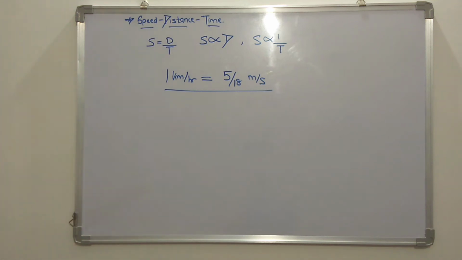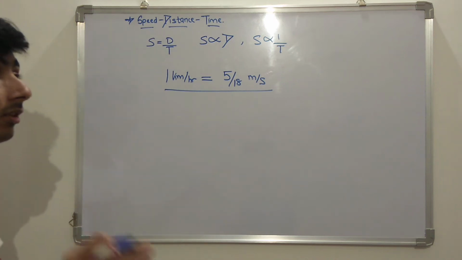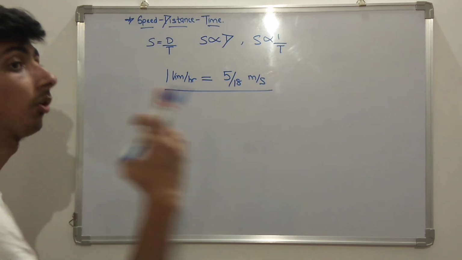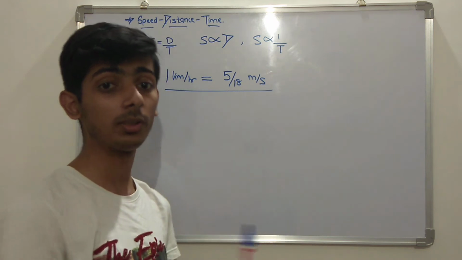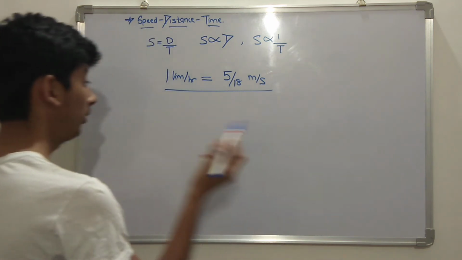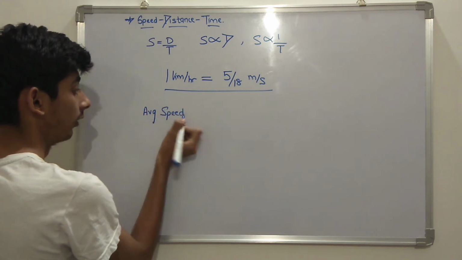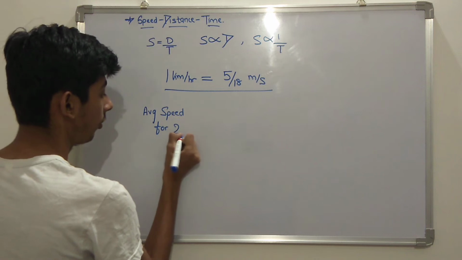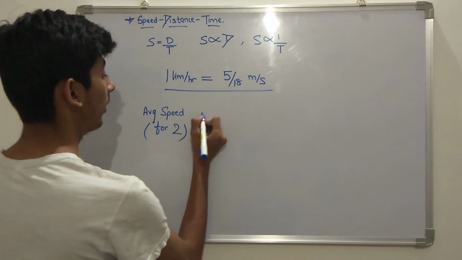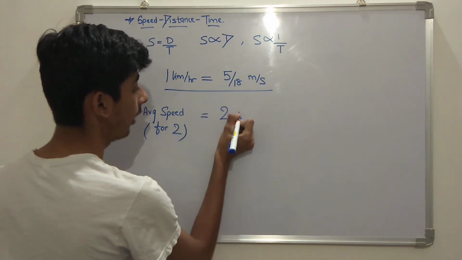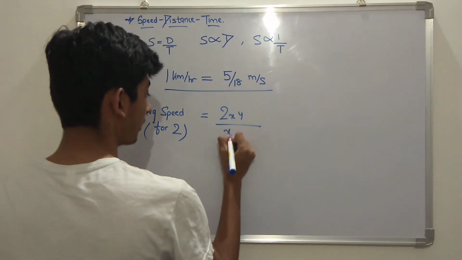Other than this, the second most important thing is average. If in a question you have been asked about finding an average between two speeds, meaning the first is going at this speed and the second is going at the other speed, then what is the average speed? Then the average speed for 2, here meaning we have taken only two speeds, is equal to 2xy upon x plus y.